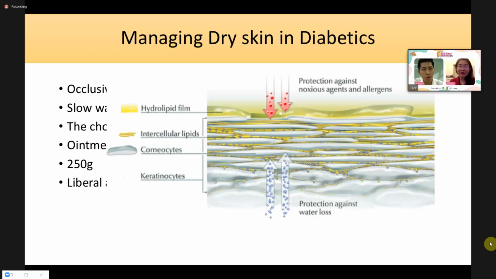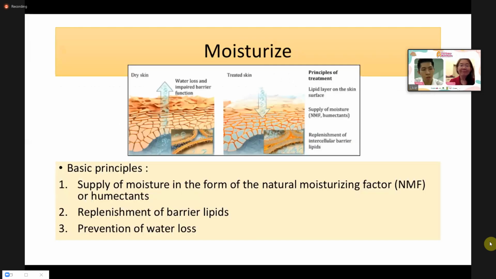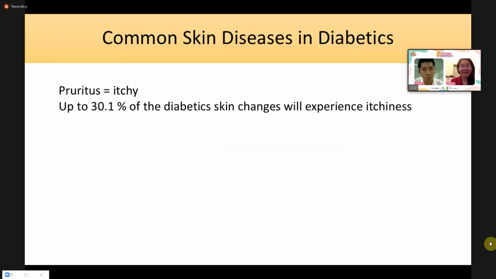All right, so the moisturizer will form a protection against all the noxious agents, allergens, and prevent water loss. Okay, so the basic principle is that we want to moisturize the skin. We supply a lot of water, a lot of moisture in the form of natural moisturizing factor or humectants. We have to replenish the defective barrier with a lot of lipids, which are also our natural moisturizing factor, and we prevent the water loss from the skin.